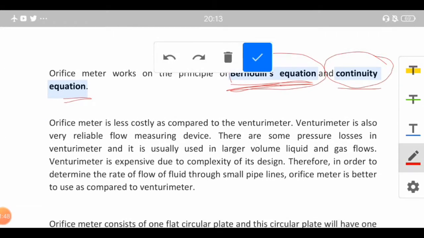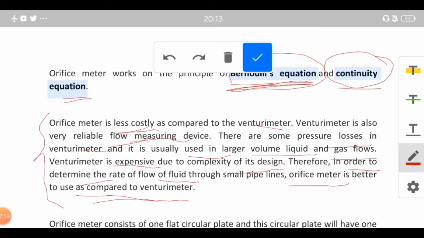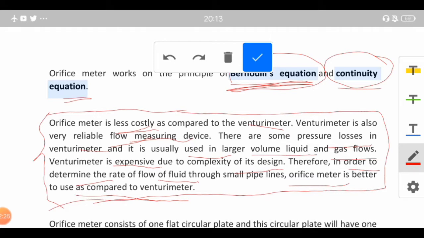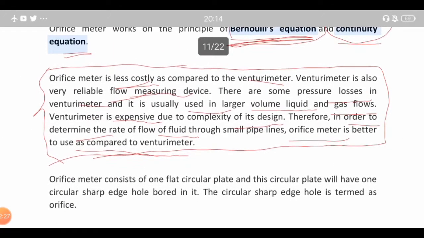The orifice meter is less costly as compared to the venturimeter. The venturimeter is also a very reliable fluid measuring device. There are some pressure losses in the venturimeter, and it is usually used in larger volume liquid and gas flows. The venturimeter is expensive due to the complexity of its design. Therefore, in order to determine the rate of flow through small pipes, the orifice meter is better to use than a venturimeter. So if you are asked why the orifice meter is better than the venturimeter, you can go through this particular paragraph. It also gives you the difference between the orifice meter and a venturimeter.